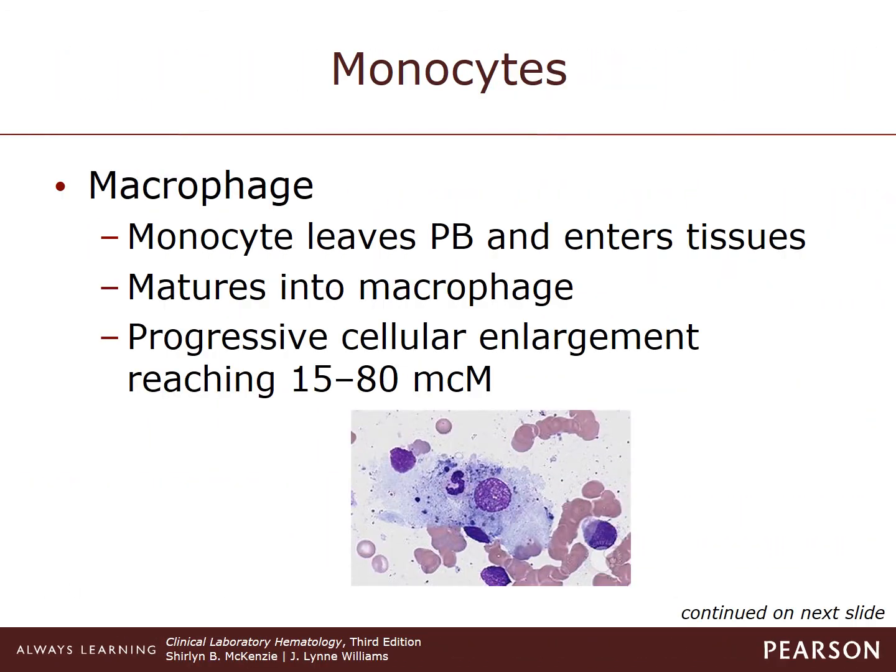Now, macrophages: when monocytes leave the peripheral blood and enter tissues, they mature into a macrophage, where you see a progressive enlargement of the cell that can reach 15 to 80 microns in size. Here, the nucleus is round with a reticular, net-like appearance, and nucleoli may be present. The cytoplasm is bluish-gray in color with very irregular edges and many vacuoles. They can live for months in tissues, and they normally do not re-enter the peripheral blood.